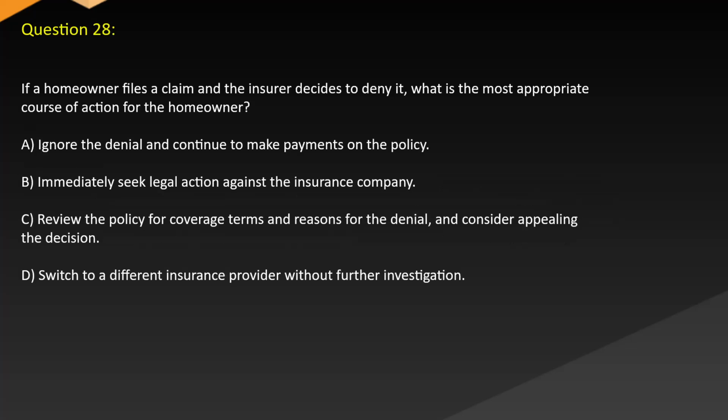Question 28. If a homeowner files a claim and the insurer decides to deny it, what is the most appropriate course of action for the homeowner? A. Ignore the denial and continue to make payments on the policy. B. Immediately seek legal action against the insurance company. C. Review the policy for coverage terms and reasons for the denial and consider appealing the decision. D. Switch to a different insurance provider without further investigation.